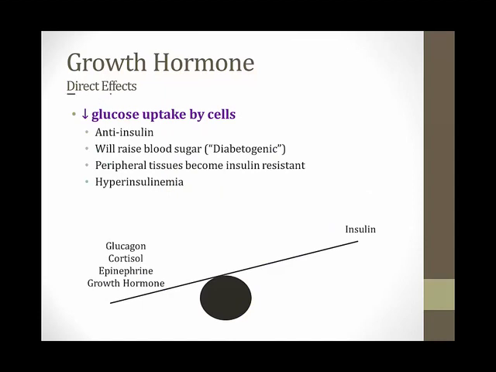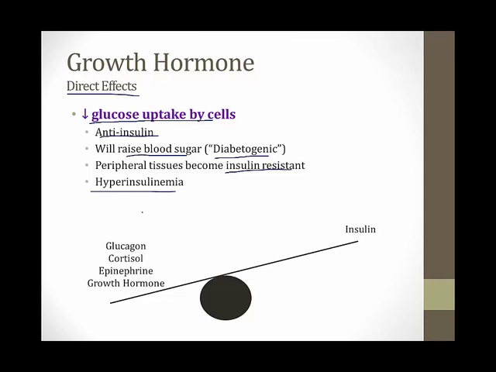begin by discussing the direct effects. These are effects due to growth hormone itself, not mediated through IGF-1. Growth hormone can decrease glucose uptake by cells. It is anti-insulin. It will raise the blood sugar. It's sometimes called diabetogenic. Peripheral tissues exposed to growth hormone become insulin resistant. As a result, insulin levels need to rise in order to maintain the blood sugar, and therefore patients develop hyperinsulinemia when growth hormone levels are high.